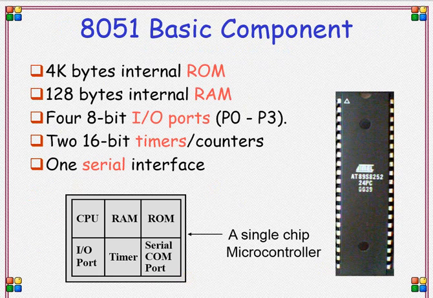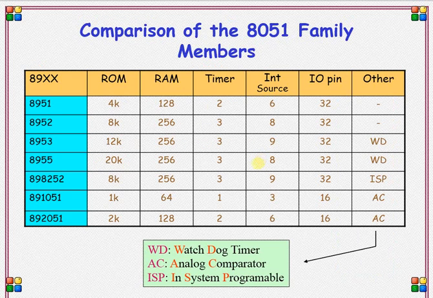Coming to the 8051 basic components, the 8051 is an 8-bit microcontroller with an 8-bit data bus and a 16-bit address bus. It has 4K bytes of internal ROM, 128 bytes of internal RAM, four 8-bit IO ports, two 16-bit timers or counters, and one serial interface. If we compare the 8051 family members, the major difference lies in terms of ROM, RAM, timers, interrupt sources, IO pins, as well as other differences.